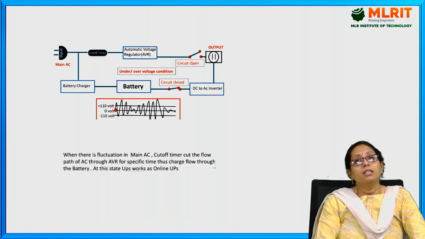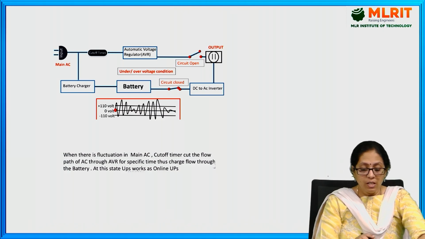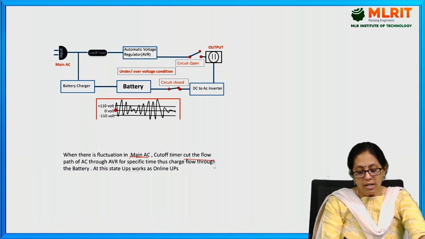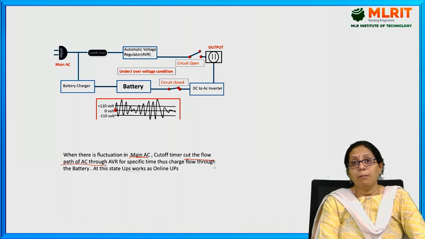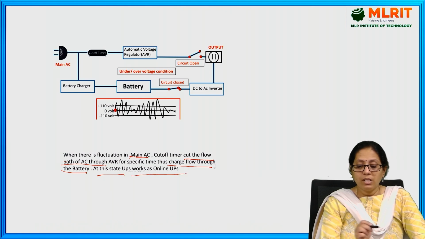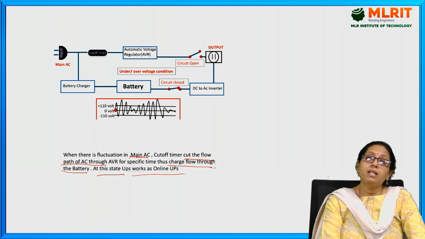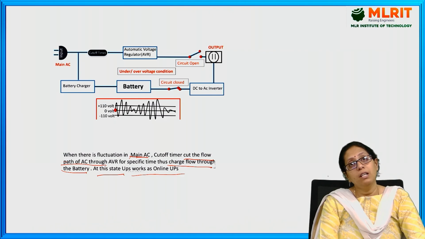Here you can see the figure. When there is a fluctuation in the main AC, the cutoff timer cuts the flow path of the AC through the AVR for a specific time, thus charge flows through the battery. At this stage, the UPS works as an online UPS. That means in this particular category, the battery can be used as online or offline. Both features are provided in this case.